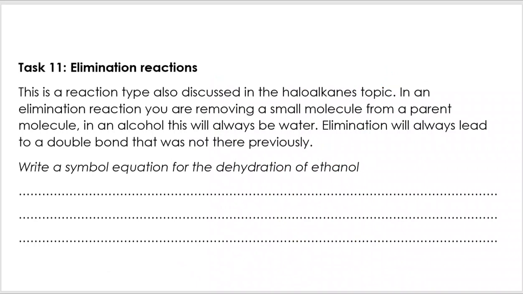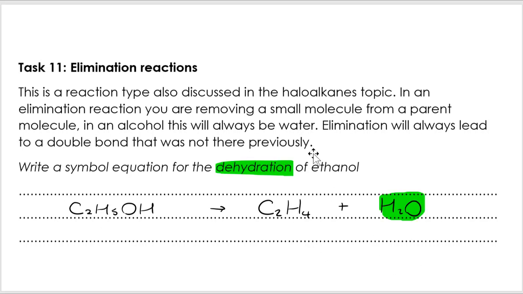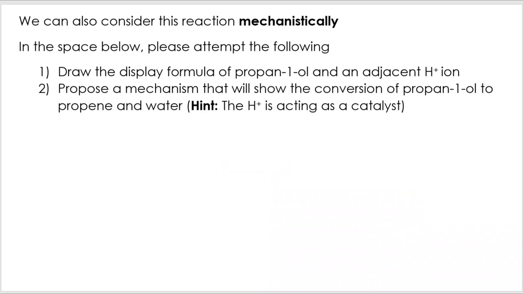We're then going to move on to another key part of this topic, but very different to the 2 sections within this video. Elimination mechanisms. Now, we can look at this as an equation. Have a go at writing an equation for the dehydration of ethanol. And what you will see is that the ethanol becomes ethene and we've lost the water. The fact we're making water means we've removed water from the ethanol. That's why it's dehydration. But we also need to know this mechanistically, so have a go at doing the mechanism.